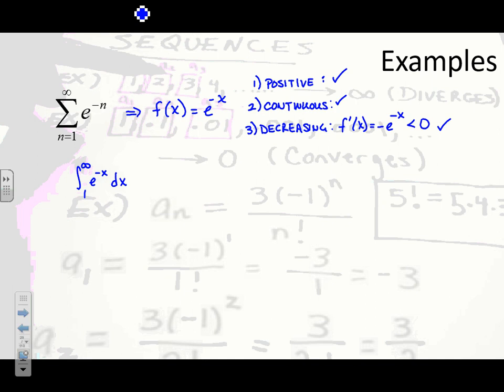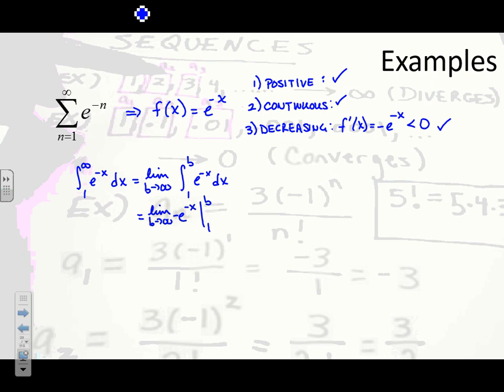What problem do we have right off the bat? An infinite bound. So the first thing we need to do is rewrite as a limit: the limit as b approaches infinity of the integral from 1 to b of e to the negative x dx. And then from there we do our integration. If we integrate e to the negative x, we get negative e to the negative x, and then we're evaluating from 1 to b.